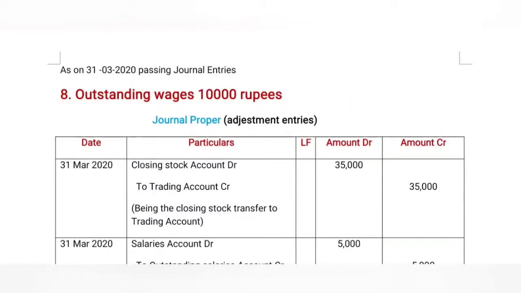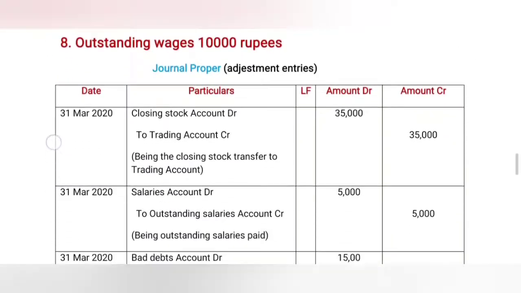Now coming to the 8th one, it is outstanding wages of 10,000 rupees. Generally, wages are related to an expenditure. According to the nominal account, the wages account is debit. Here, outstanding wages are also payable. This amount is transferred to wages in this financial year. That's the reason the wages account is debit and the outstanding wages account is credit. Now we are going to pass this entry.